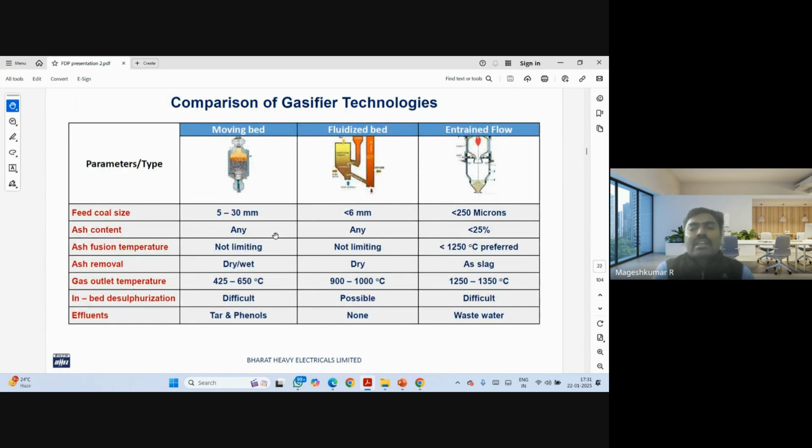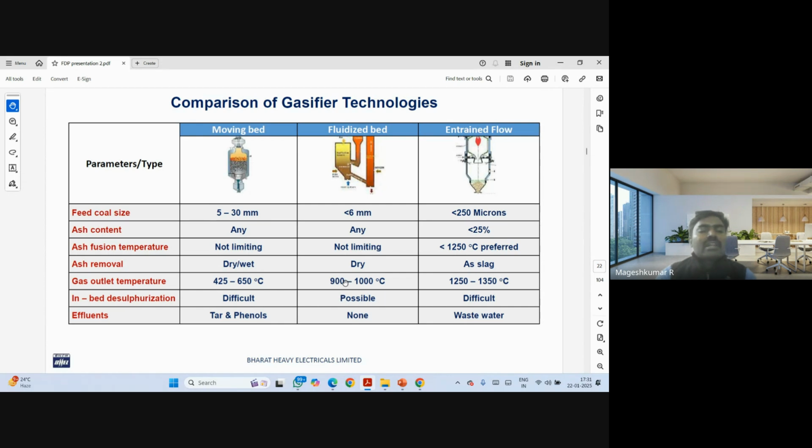So these are the three different technologies with respect to gasifier. The middle one, BHL's preferred one for Indian coal conditions, is where the ash can be removed, similar to a normal thermal power plant. Effluents are none. When compared with the other two, there is a lot of wastewater, a lot of tar and phenols. Here effluents would be none other than ash.